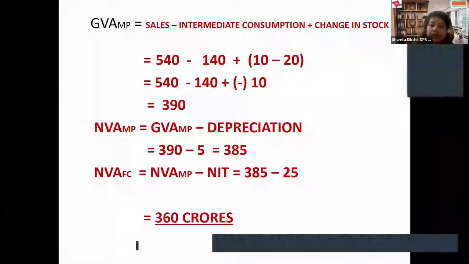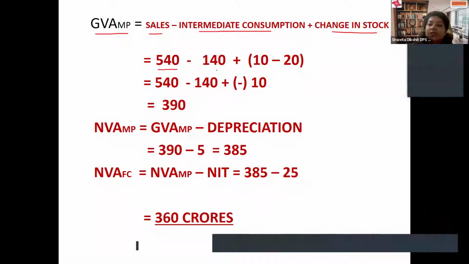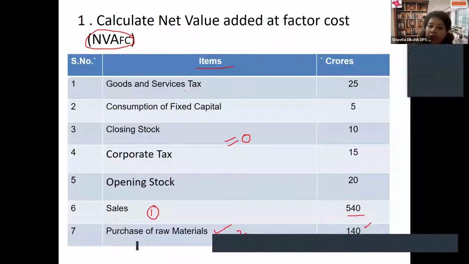Now see, it is written over here how you solve it. The presentation part is also very important because you are a board student and your answer sheet speaks about your performance. So remember, first of all, write GVA at MP is equal to sales minus IC plus change in stock. The value of sales we just saw is 540, and IC is 140. Now where did this change in stock come from? I already told you that change in stock is the difference between closing stock and opening stock. Look at this: closing minus opening.